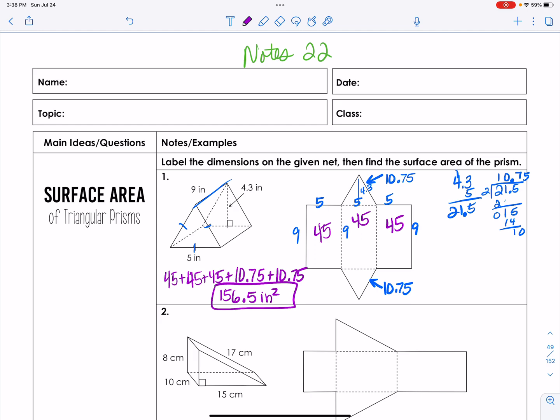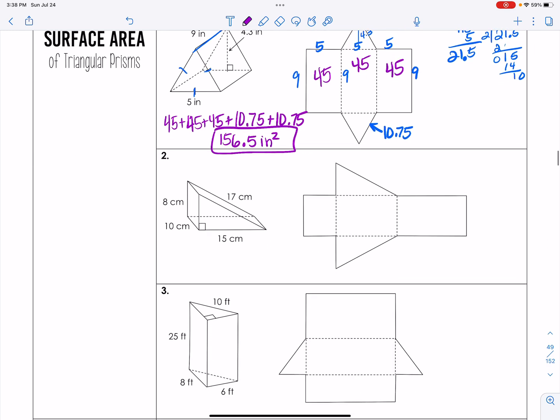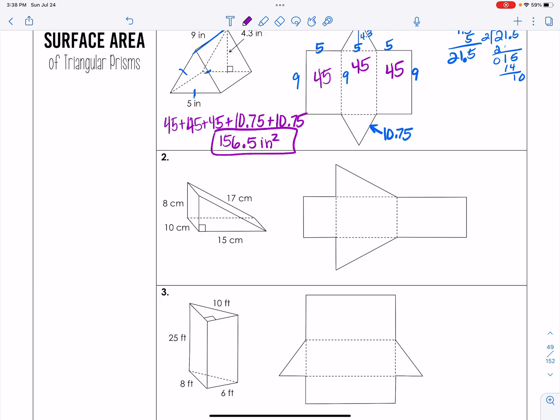Okay. So when you unfold these, if I look at number 2, if I unfold it, I can see that this is 15, right? If I look at the triangle, this is 8. So my height of my triangle is 8. And then the slant is 17. So this is 15, 8, and 17. That 17 is important because it has to fold up with this, and the 8 folds up with this. Okay, and then I know the height in between the 2 triangles is 10. So this is 10 all the way across.